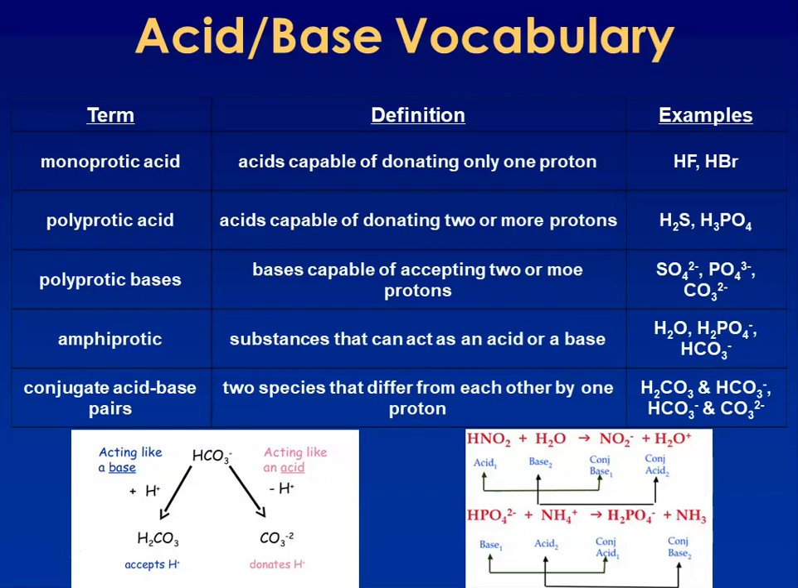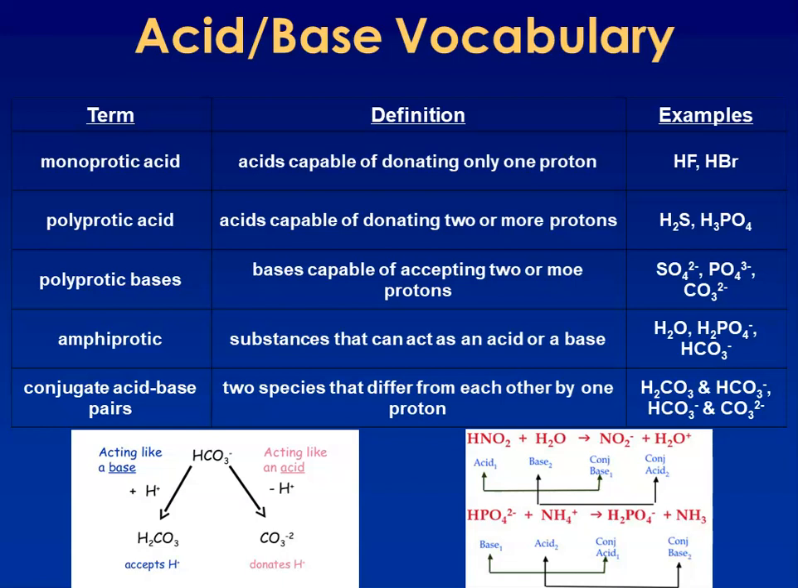Polyprotic bases are those that can accept more than 1 proton. So SO4 2- would be a diprotic base. It can accept 2 protons. Phosphate would be able to accept 3 protons. Carbonate would be able to accept 2. And if you are amphiprotic, you can act both as an acid and as a base. You can both accept protons and donate them. And you can see water there. Water can go up by 1 to H3O+, and it can go down by 1 to OH-.